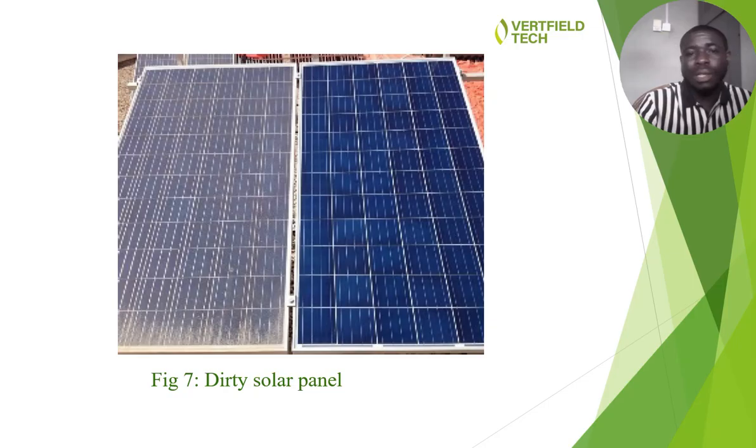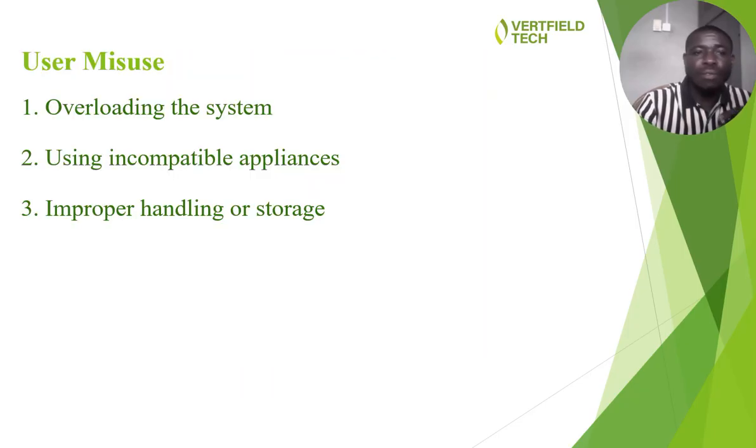You have your dirty solar panel. This is a comparison between these two panels. One is dirty while the other one is clean. So you can see that the one that is dirty will not generate energy for you. It could also lead to system failure. Then user misuse. When the user overloads the system using incompatible appliances or improper handling or storage.